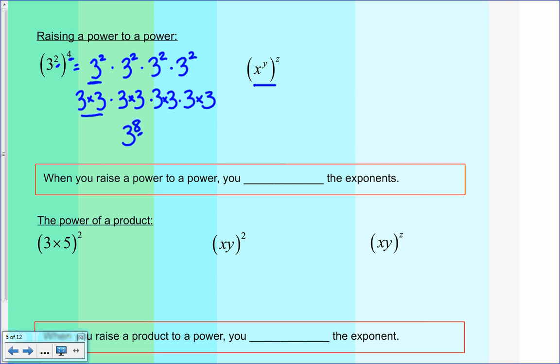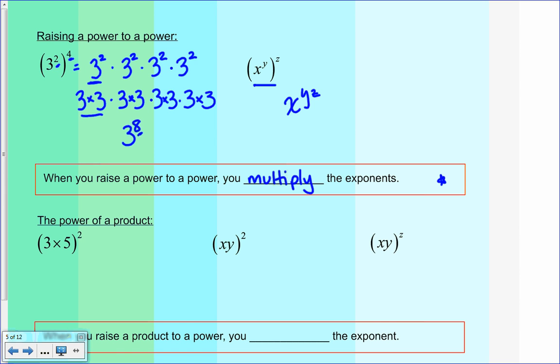So when you raise a power to a power, you multiply the exponents. So let's apply that to x to the power of y, all raised to the power of z. That will simplify to be x to the yz power. I'm sorry, I know some of you would like me to say x to the y times z power. That works as well. Okay, so there's our third rule.